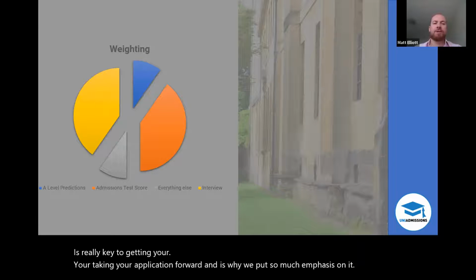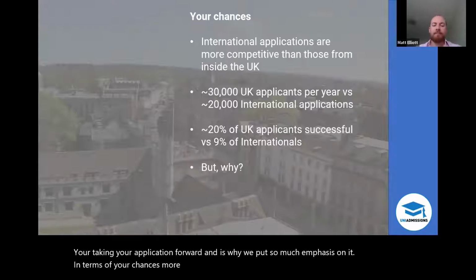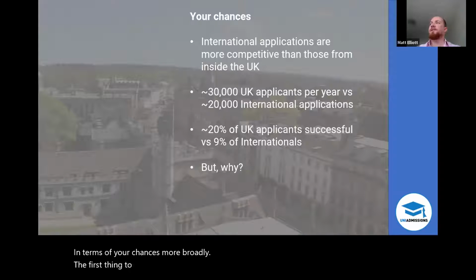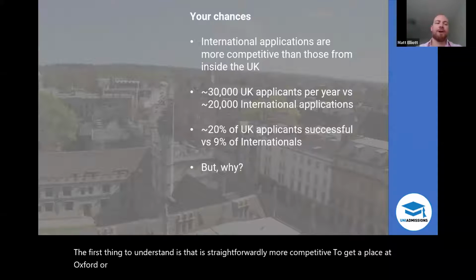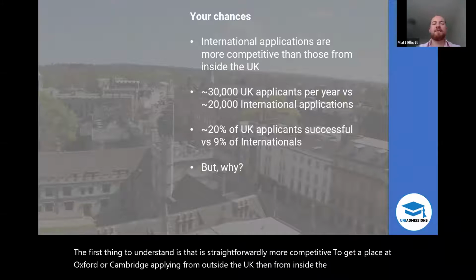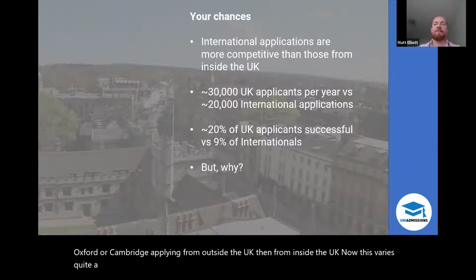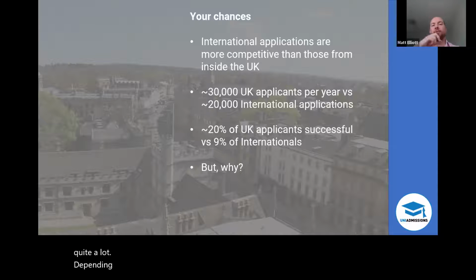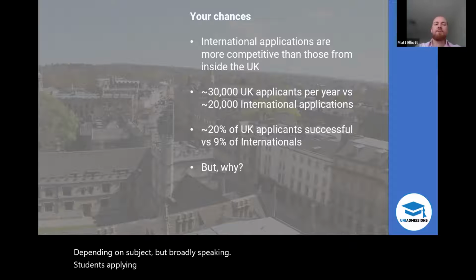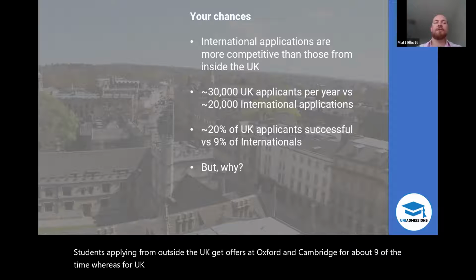Now, in terms of your chances more broadly, the first thing to understand is that it is straightforwardly more competitive to get a place at Oxford or Cambridge applying from outside the UK than from inside the UK. Now, this varies quite a lot depending on subject, but broadly speaking, students applying from outside the UK get offers at Oxford and Cambridge about 9% of the time, whereas for UK applicants, it's roughly double that, around 20% of the time.